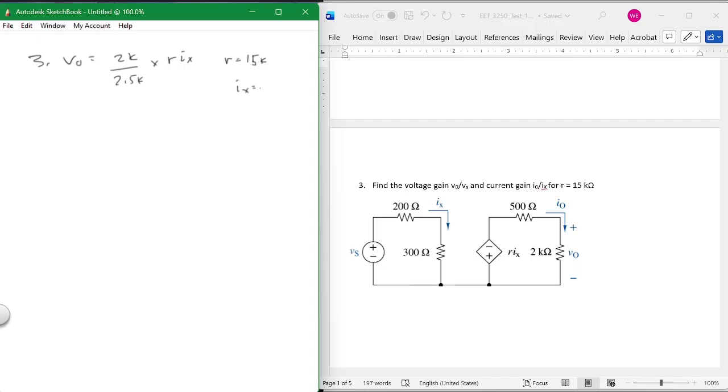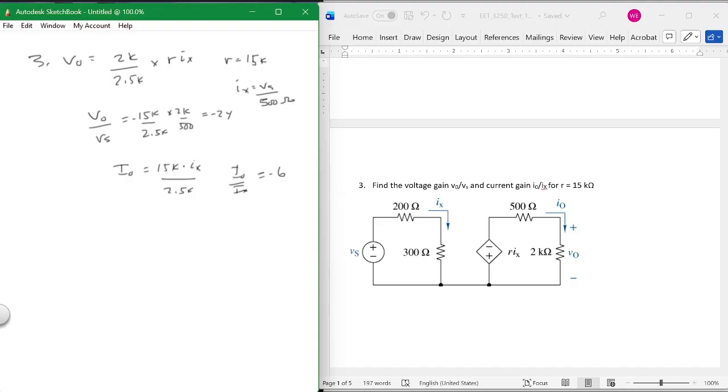What is IX? IX is equal to VS divided by 500 ohms. So basically, we can put that in there and get our answer. V out over V source is equal to 15K over 2.5K times 2K over 500, and there's a minus sign in front of it, so minus 24, okay? I out over IX: I out is equal to 15K times IX over 2.5K. So I out over IX is equal to minus 6.